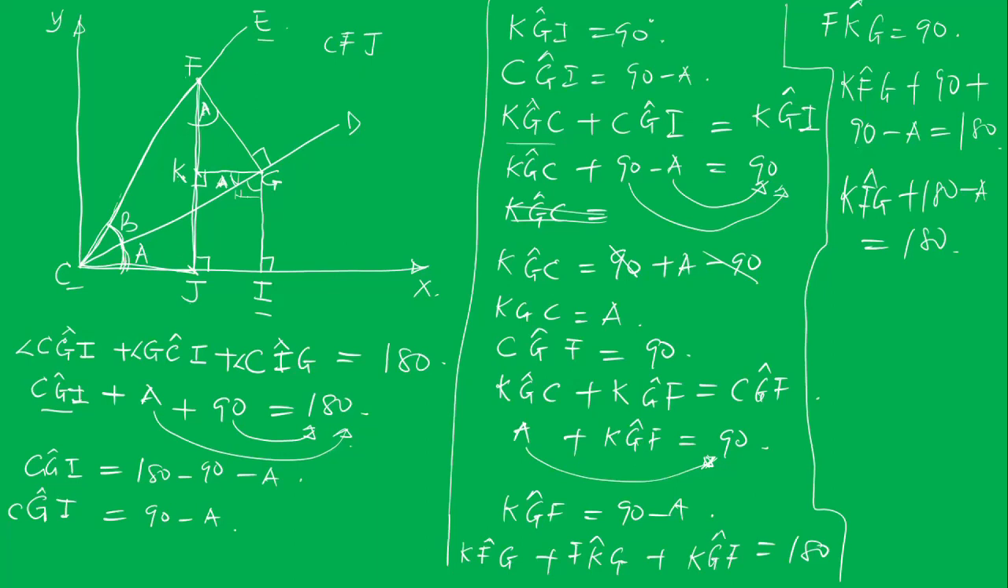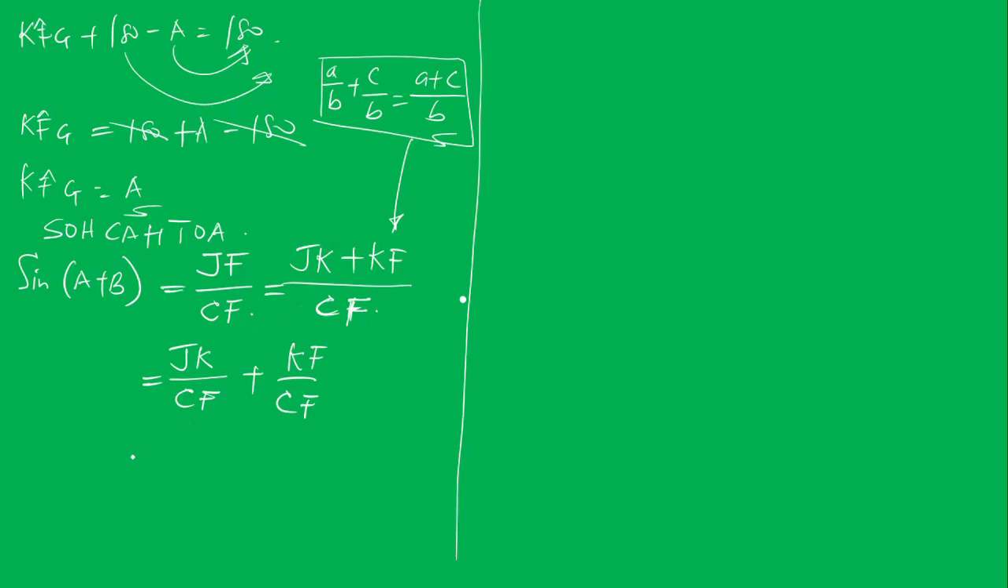So now when you look, KJ is equal to IG, and this IG is on the triangle that houses the angle A. So since KJ is equal to GI, we now have to change that JK. Now I need to change the JK to GI all over CF plus KF all over CF.